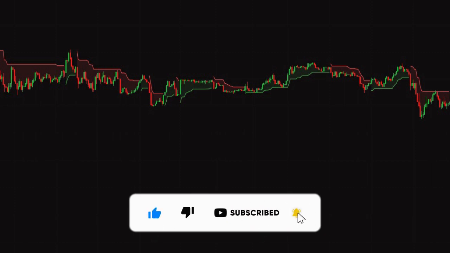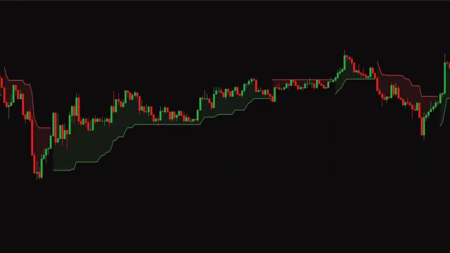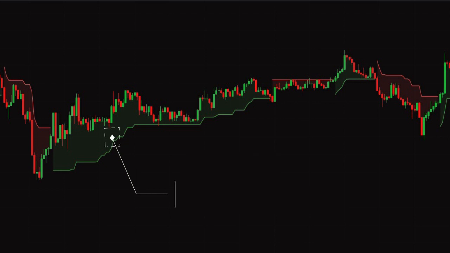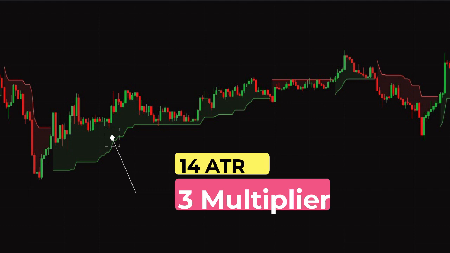Now look at this chart. We have placed the Supertrend indicator in the chart. The default setting of Supertrend is 10 ATR and 3 multiplier, but for more accurate trades you can change ATR to 14 length. We will be using 14 ATR here for more accurate trades.